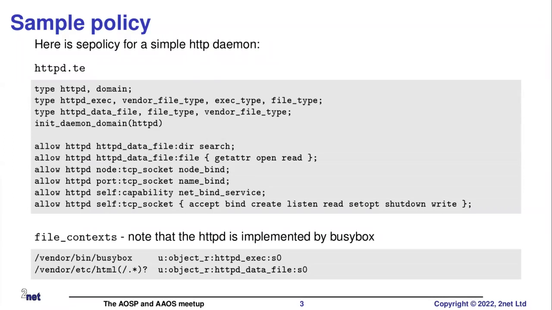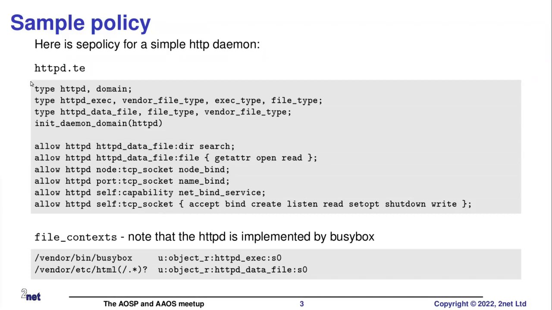And this is based on, or some of the examples at least are based on the policy for a simple little web server, which anybody who's done my training class will recognize. This is one of the sample implementations we have. So it's a little HTTP daemon. This is the TE file for the daemon. And there are some allow rules to allow the daemon to access something called a HTTP data file, and also to be able to do things with sockets. So it can bind, it can do node binds and name binds, and other stuff.